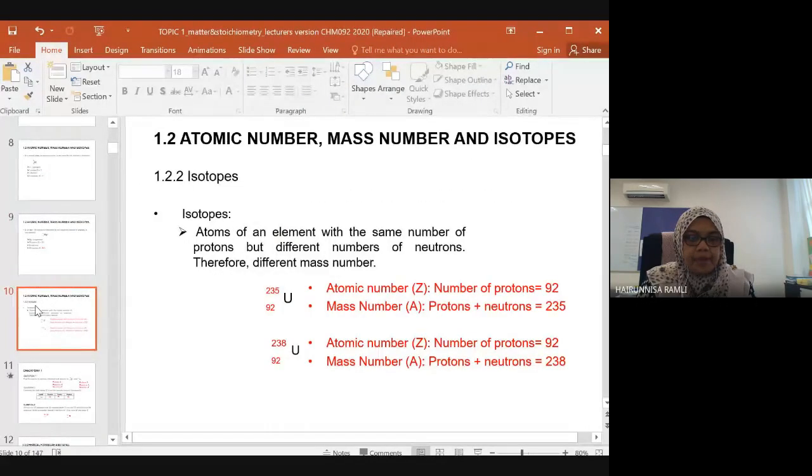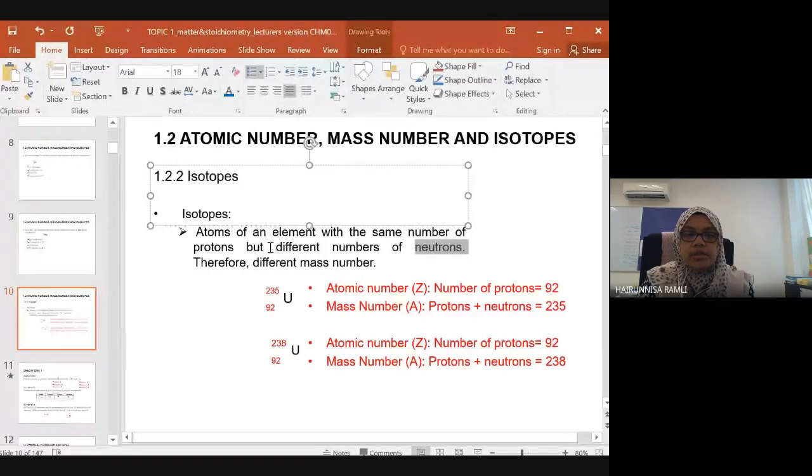Okay, so for isotopes, you also know the definition of isotopes: atoms of an element with the same number of protons but different numbers of neutrons. I know many students, when we ask for the definition of isotopes, always use the terms different numbers of nucleons or different mass numbers.